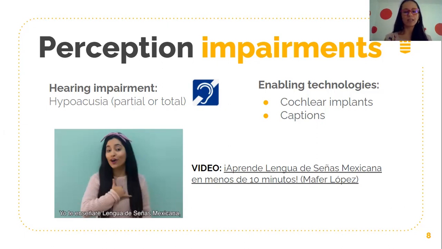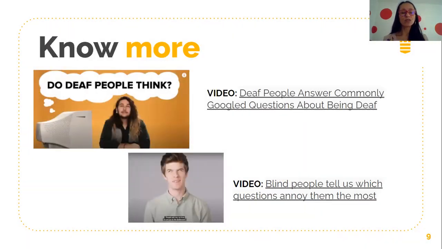So in order to know more, for example, if you're wondering if blind people dream, I think they have one of the answers to that question, or things that you may wonder about people with deafness or blindness. I'm leaving you these two videos so that you can have a look. The first one is Deaf People Answer Commonly Google Questions About Being Deaf. You're going to be surprised. I was surprised looking at the questions that people ask, and they answer them.